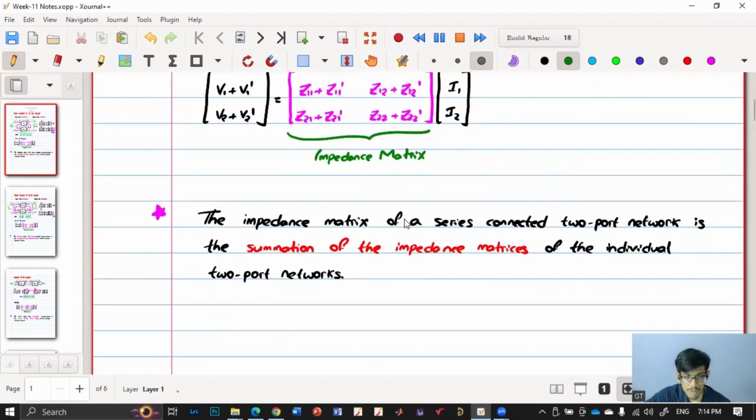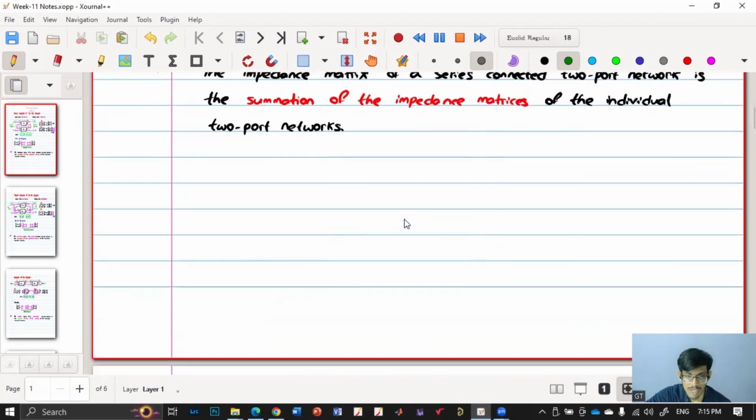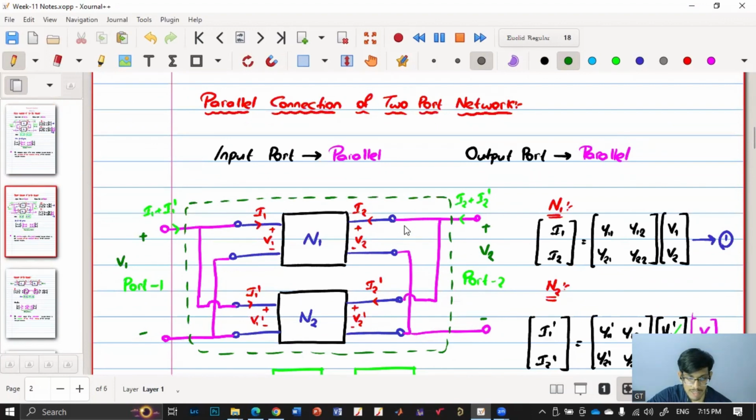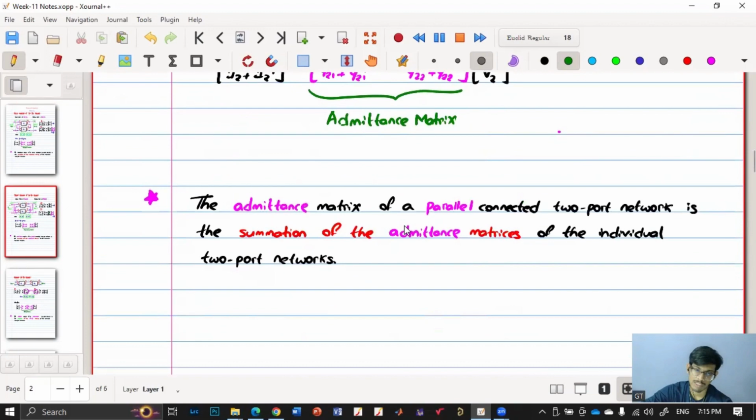So the impedance matrix of a series connected two-port network is the summation of the impedance matrices of the individual two-port networks. Similarly, if we consider a parallel connection, where the input ports and output ports are connected in parallel, we get the admittance matrix of the overall network as the summation of the admittance matrices of the individual two-ports.